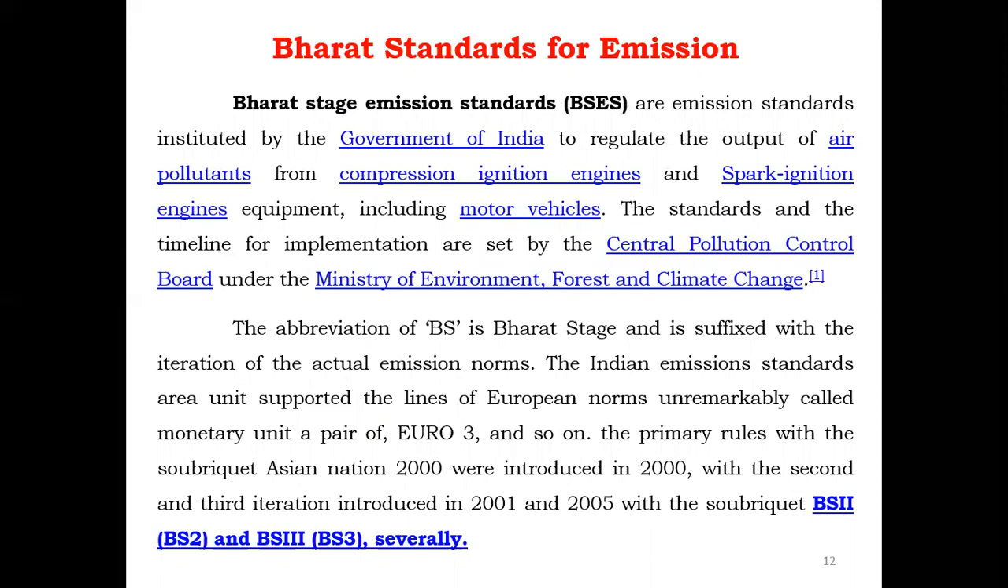Now see our country's Bharat standards for emission. Bharat stage emission standards are emission standards instituted by the government of India to regulate the output of air pollutants from compression ignition engines and spark ignition engines equipment, including motor vehicles. The standards and the timeline for implementing are set by the Central Pollution Control Board under the Ministry of Environment, Forest and Climate Change. The abbreviation BS stands for Bharat stage. It is designed based on the Europe standards.